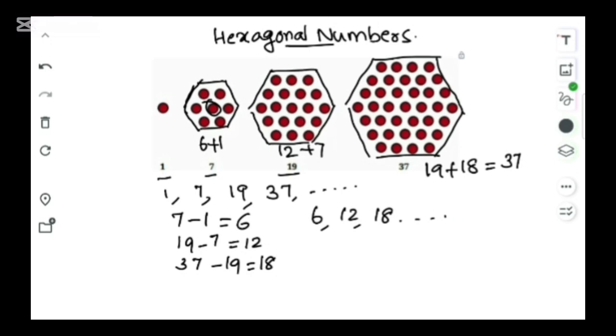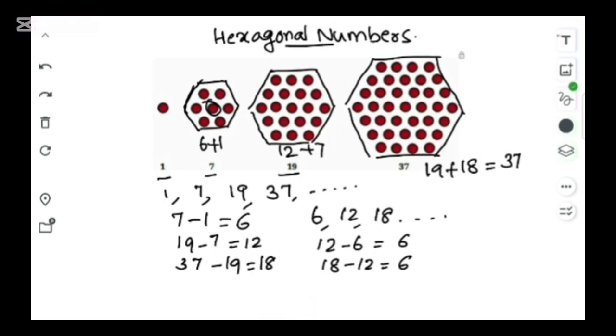Now find the differences again. 12 minus 6 is equal to 6. 18 minus 12 is equal to 6. The second difference is always 6. This tells us the hexagonal numbers follow a special pattern, just like square numbers and triangular numbers.